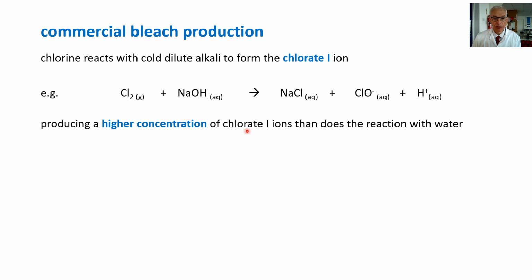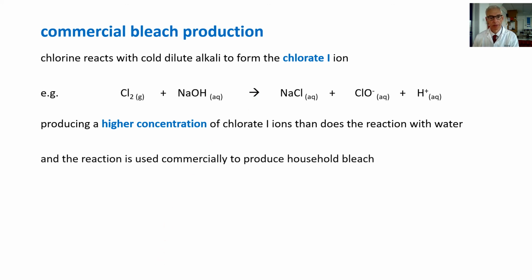Now, because this reaction is not an equilibrium, the concentration of chlorate(I) ions is much higher than that produced by the reaction with water. And therefore, the reaction is used commercially to produce household bleach. Chlorate(I) has bleaching properties. The higher the concentration, the stronger the bleach. So by reacting with sodium hydroxide, you get a higher concentration of chlorate(I) ions and therefore a bleach that can be used commercially, or sold commercially, to be used in the household.